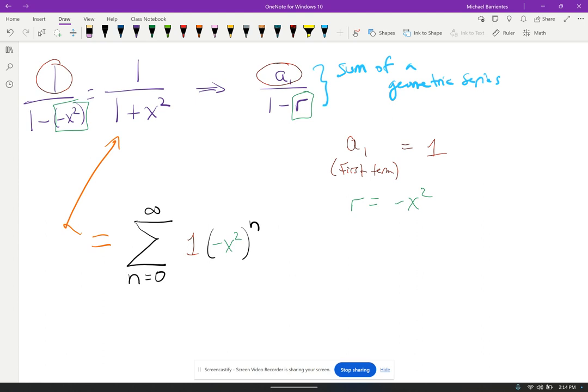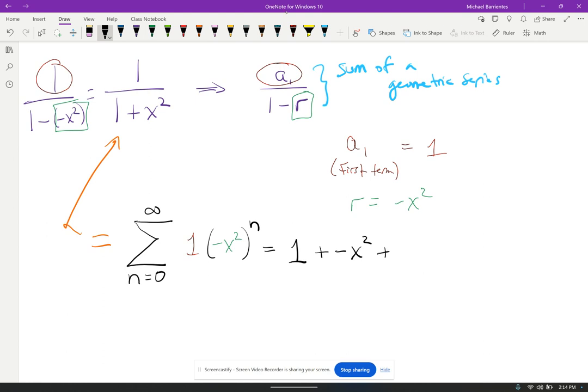Now, what does the series actually look like? Well, let's see. If I substitute 0, that's going to be 1 times 1. My first term is 1. When I substitute n equals 1, that'll be negative x squared to the power of 1, which is negative x squared, times 1. So I'm going to get plus negative x squared plus.